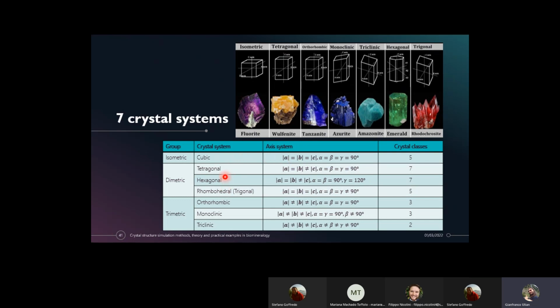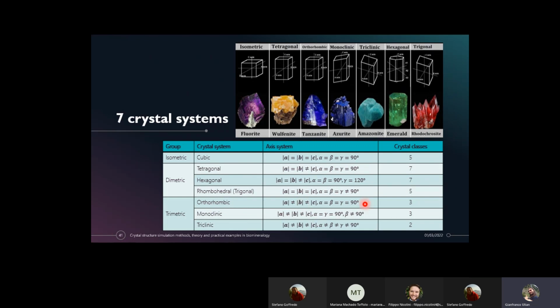Two lattice vectors are equal, have the same length, and describe two angles equal to 90 degrees, whereas the third is different in length and describes a different angle. So this group is called the dimetric system. And in the trimetric system, all the vectors have a different length, A, B, and C.